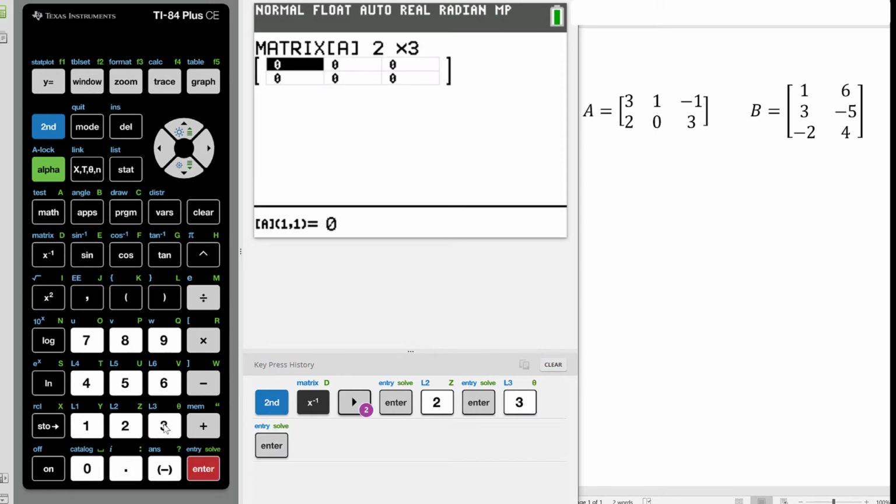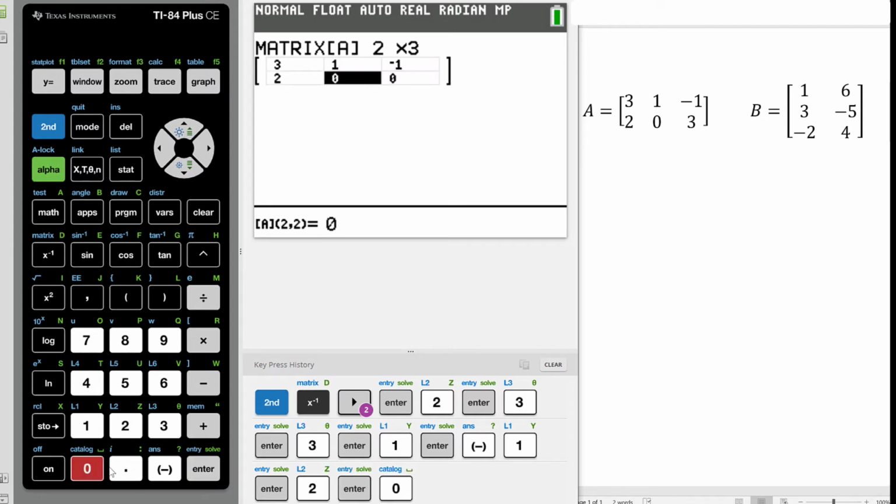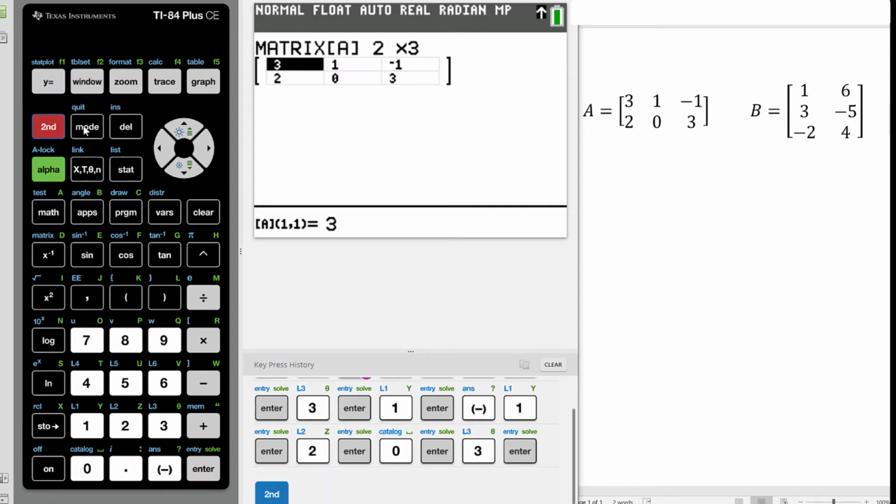The entries for row 1 for matrix A were 3, 1, and negative 1. And then in row 2, we had 2, 0, and 3. Now we'll hit enter for that last entry and then go second and quit.